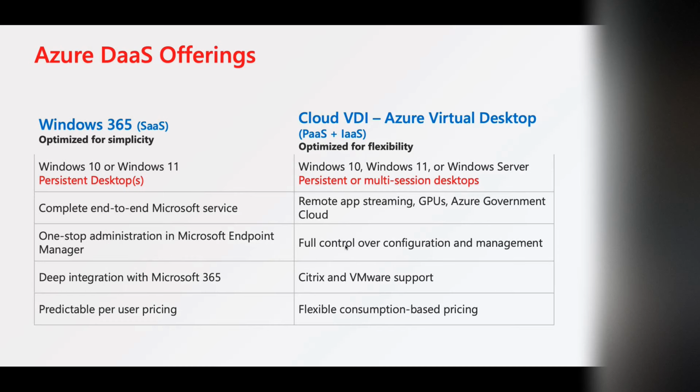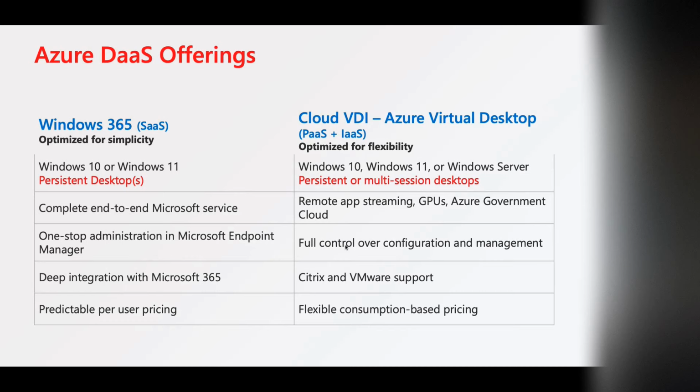So one solution, Windows 365, has been designed with simplicity in mind. You get to rent or provision a Windows 10 or 11 desktop. It's persistent. It's assigned to a named user. The advantage of this is it gives you fully predictable pricing. So it's like renting a PC, based on the compute you ask for, whether it's going to cost you $30 or $50 a month. So there are no hidden costs.